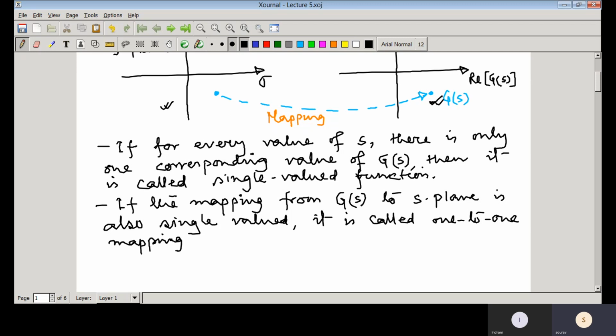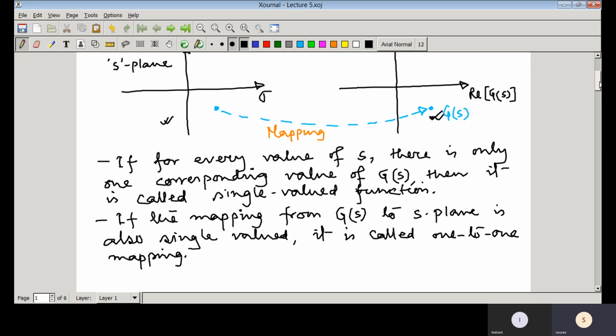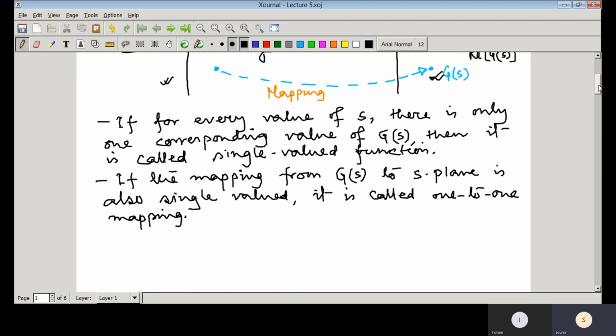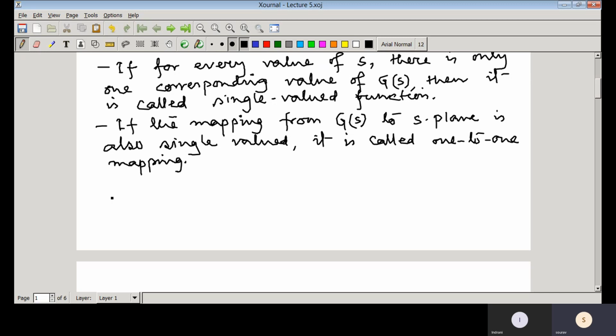So in control analysis, we will be considering this type of mapping, one-to-one mapping, and later on you will see that whenever we do stability analysis, we will be considering all single valued functions. I hope at that time you will not be confused about the definitions, because from here you can understand what is a single valued function and what is one-to-one mapping. So let us see one example.